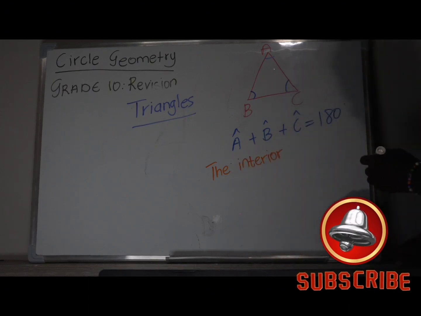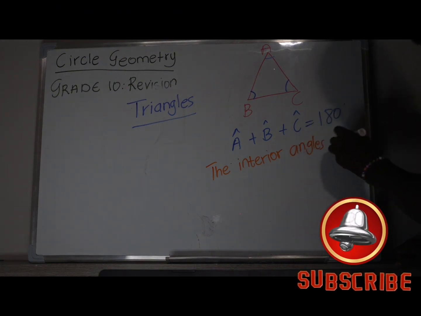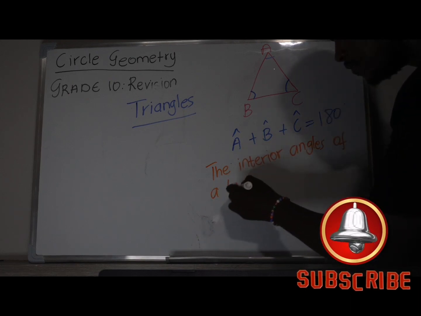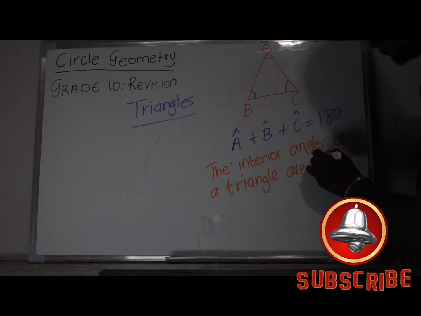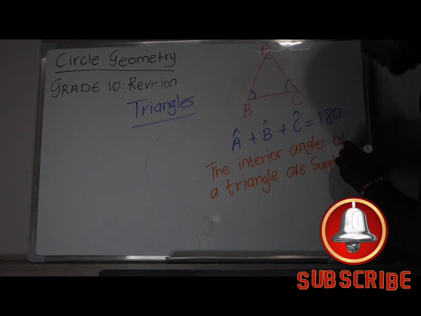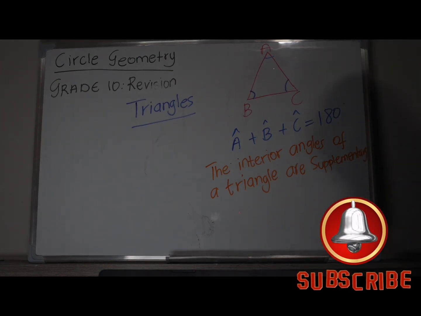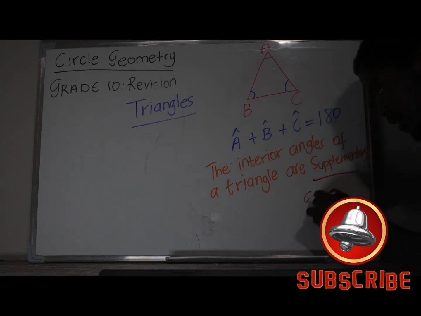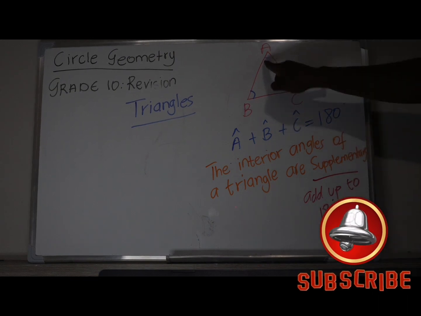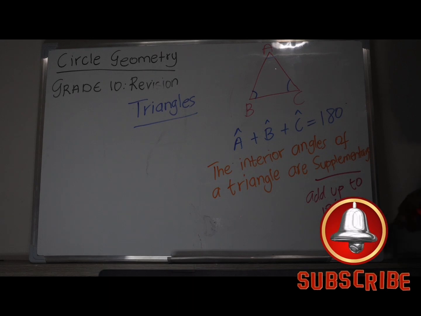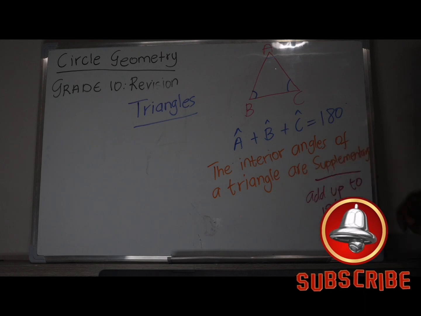The interior angles of a triangle are supplementary. Remember, supplementary means they add up to 180 degrees. Angle A plus angle B plus angle C add up to 180 degrees. Interior angles of a triangle are supplementary.